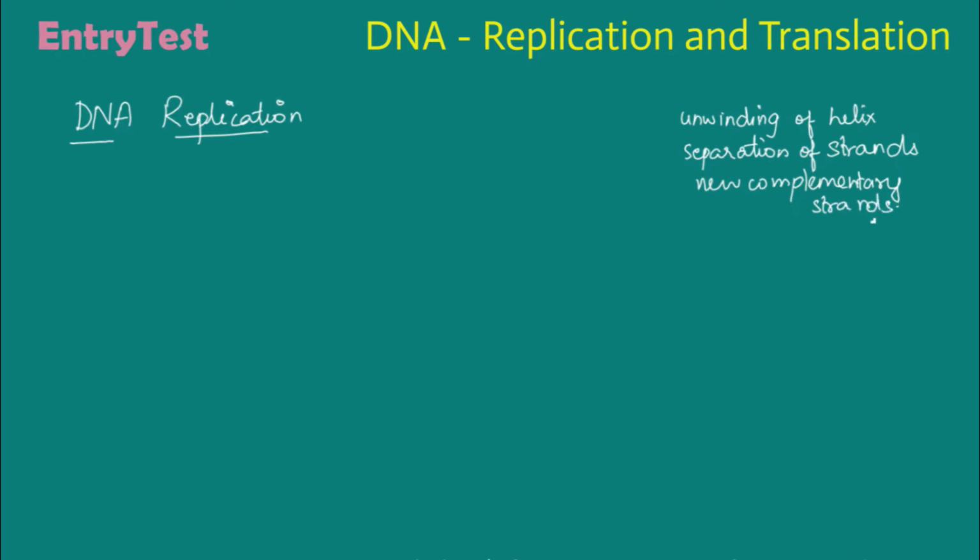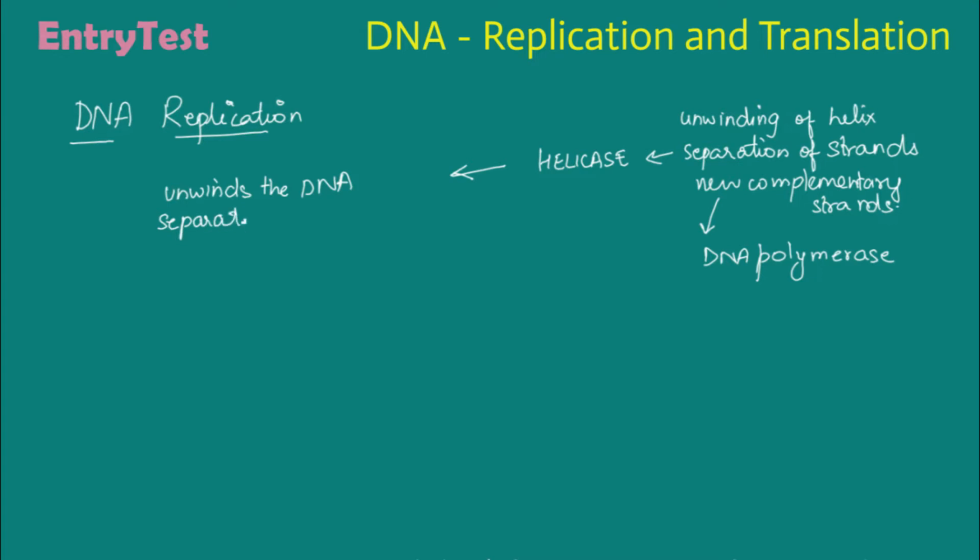So before we start going through the processes, a few important things about the two enzymes. Over here in this process we need helicase, and in this process we need DNA polymerase. So what do these enzymes do? Now helicase, it unwinds the DNA and it separates the two nucleotide chains by breaking the hydrogen bonds between the complementary base pairs.